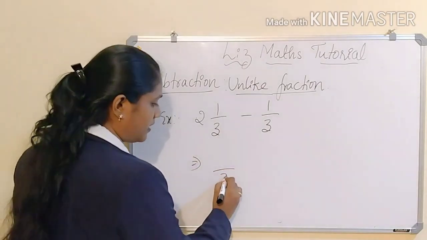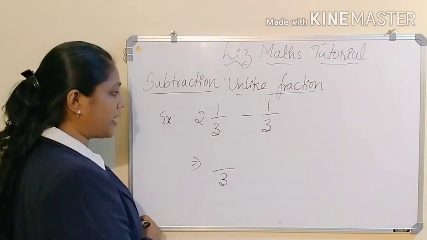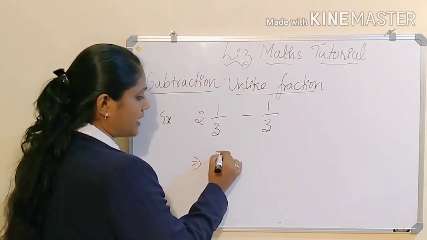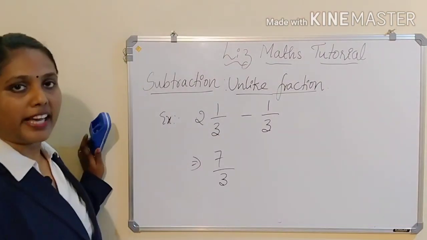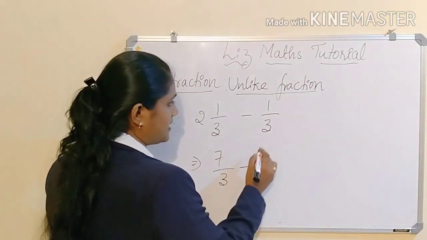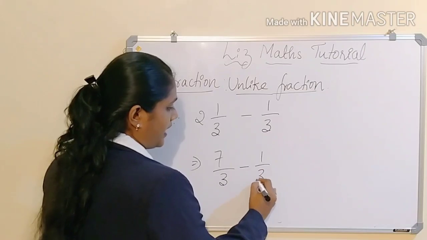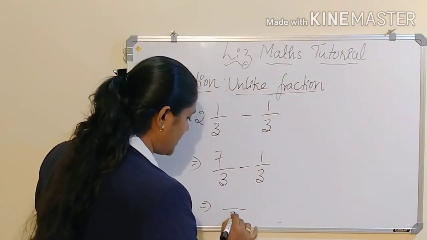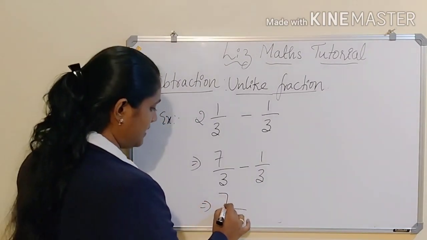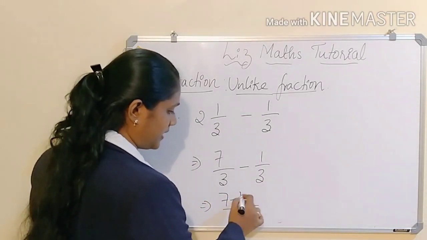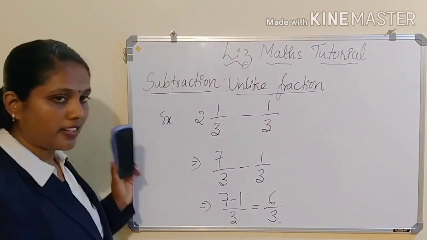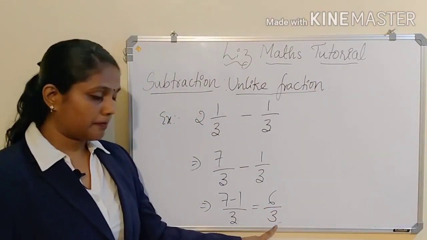The denominator is the same as it is, you have to write. Then 3 twos are 6 plus 1, that gives you 7 by 3 here. Minus 1 by 3. In this case, you can subtract because the common denominator is 3. Then 7 minus 1, what does it give you? 6 by 3.